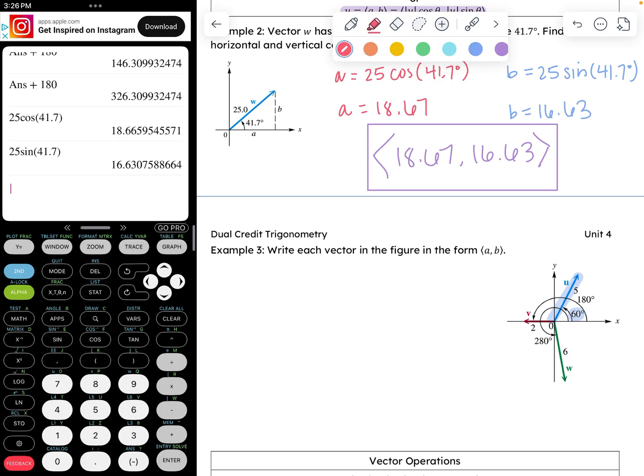Then when I come over here and I look at my vector v, that one is on my axis, so that's going to be the one that matches up with 180 degrees. And the vector w down here is the one that's in quadrant 4, so that's going to be the 280 degrees. Then you can also see that they all have little numbers next to them. So the 5 right here, the 2 right here, and the 6 right here, those are their magnitudes. So we've got everything we need to go ahead and write each vector in our A comma B format.